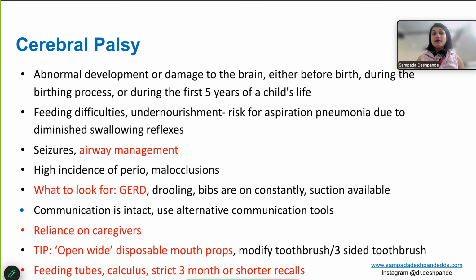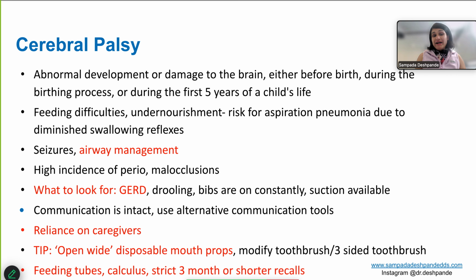Some of them might have seizures. Again, they're typically well controlled if they're on medication. What you're really looking for is someone that will be having signs of GERD. They will be drooling. Many of them just come with bibs. They always have a bib constantly. And if you're seeing them bedside, they will have suction available as well, so you don't have to use your own suction because they already have it there.